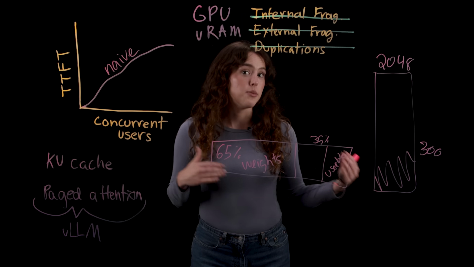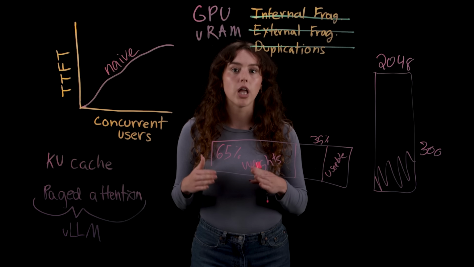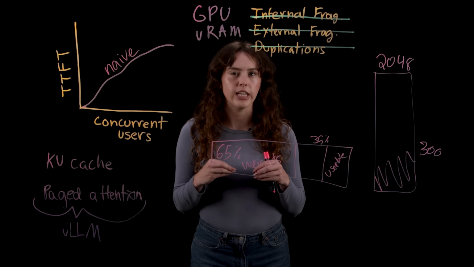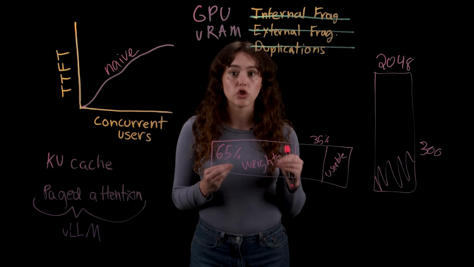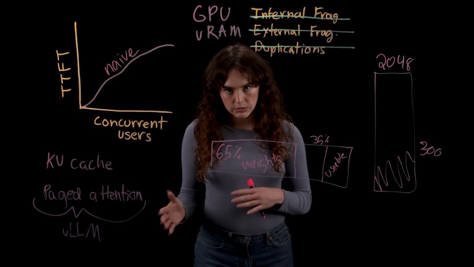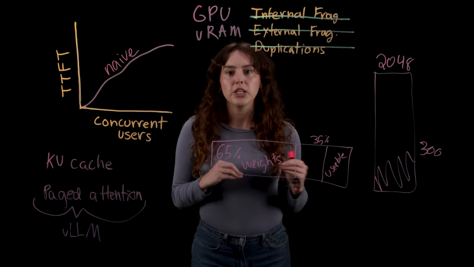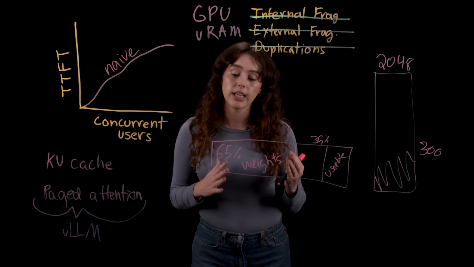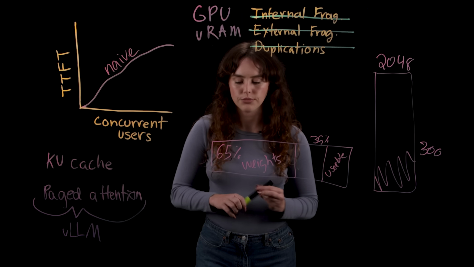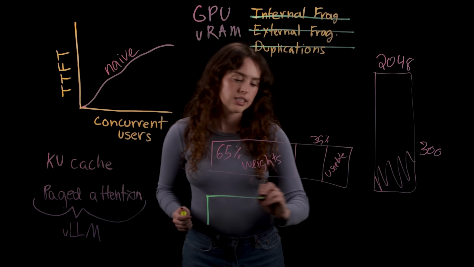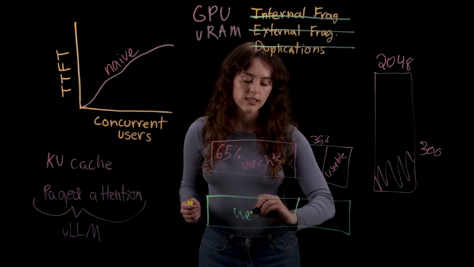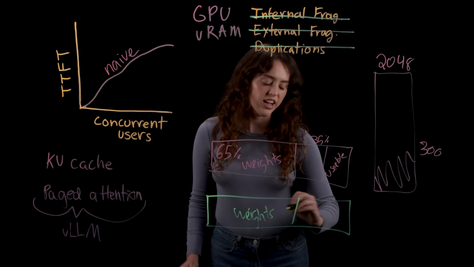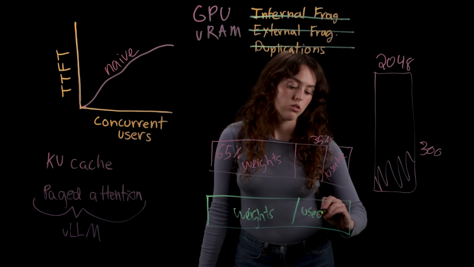non-contiguous, allocated on demand. So a lightweight block table maps logical page addresses, and this is what the model sees, to physical page addresses where they actually are in VRAM, so that your GPU memory allocation looks more like this, where you have 65% still allocated to the weights, but then the rest, 35%, usable.